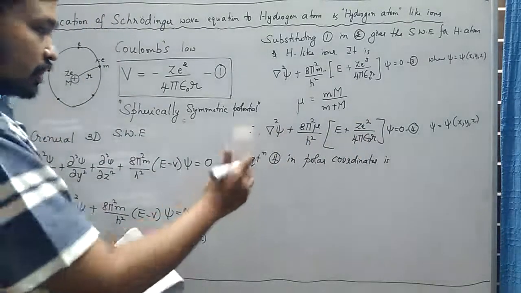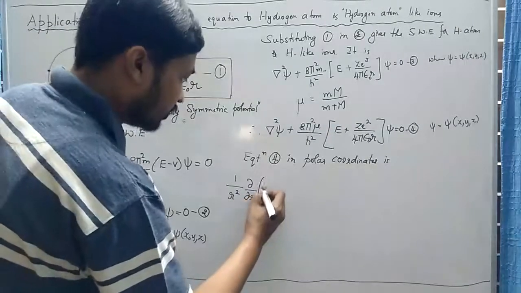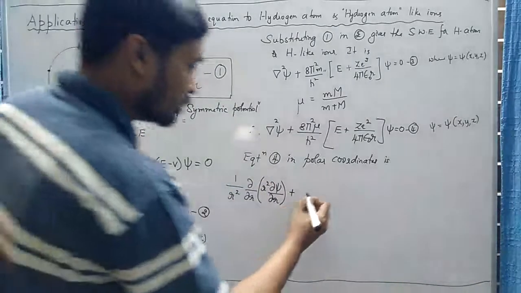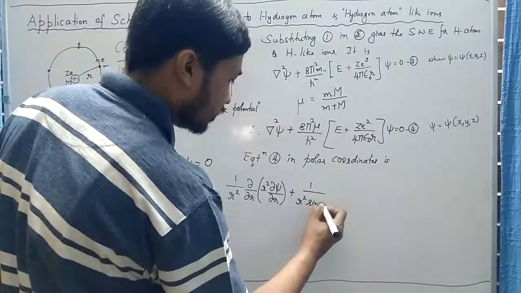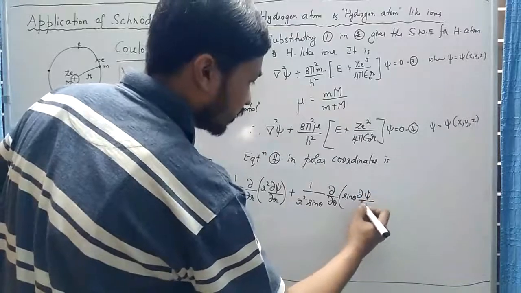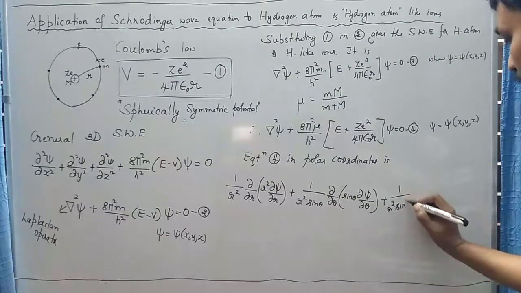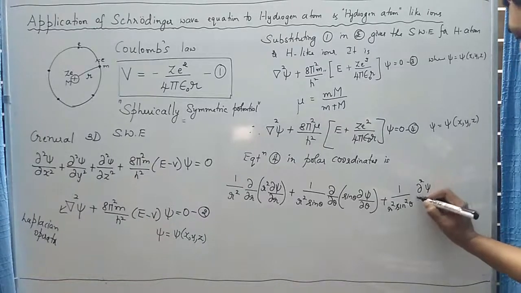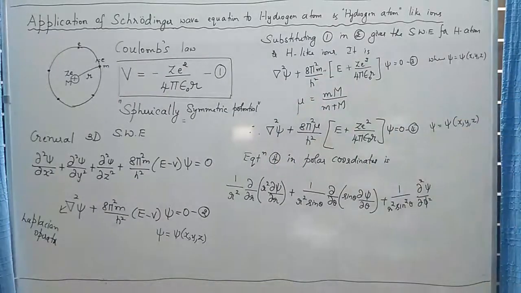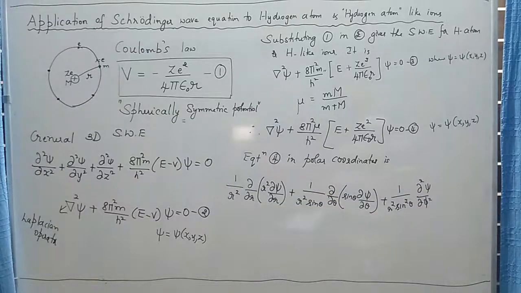So let us write the corresponding equation. It is 1 by r square into dou by dou r of r square into dou psi by dou r, plus 1 by r square sin theta into dou by dou theta of sin theta into dou psi by dou theta, plus 1 by r square sin square theta into dou square psi by dou phi square. So this term, which in fact contains three terms, dou square psi by dou x square plus dou square psi by dou y square plus dou square psi by dou z square, is now transformed into these three terms written in terms of the polar coordinates.